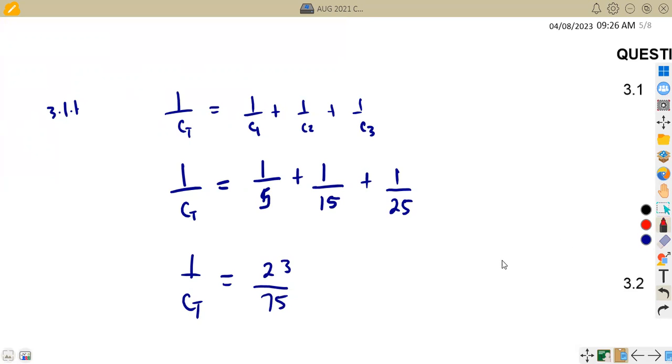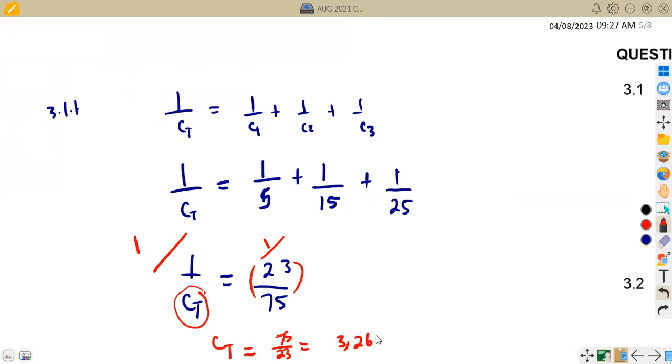So this is 1 over CT, but we need the value for CT. You can cross multiply to find the value of CT, or you just divide 1 by this, which gives you the inverse, which is 75 over 23. And 75 over 23 is going to give us something like 3,261. But remember, these values were in microfarad, so this is going to be microfarad.